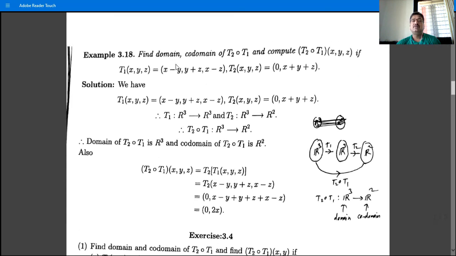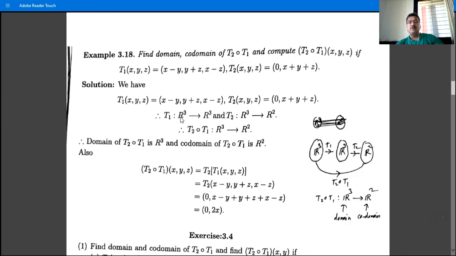Here, find the domain and codomain of T2∘T1 and compute (T2∘T1)(x,y,z) if T1(x,y,z) is this and T2(x,y,z) is this. So what is T1? T1 is a function from R³, since (x,y,z) is an element of R³, and (x−y, y+z, x−z) is again a 3-tuple, that is, T1 is a function from R³ to R³. T2 maps (x,y,z) to (x, 0, x+y+z)... this is an ordered pair, an element of R², so T2 is a function from R³ to R².